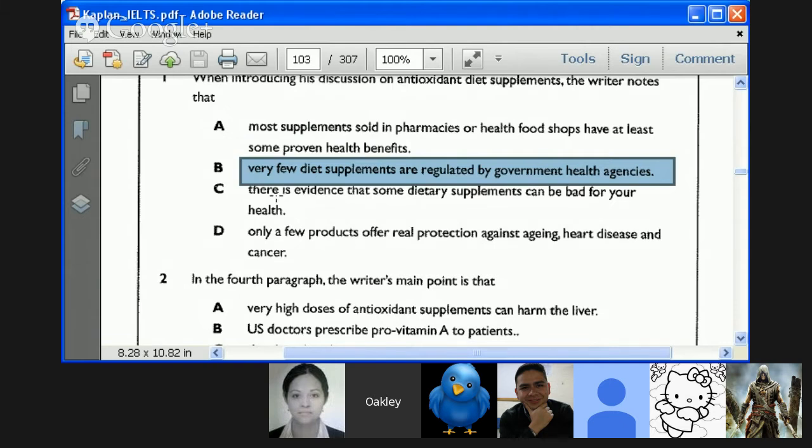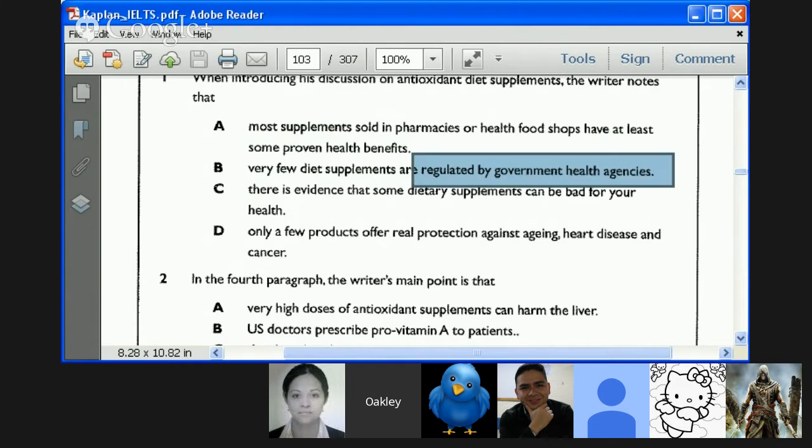Lipe, does the first paragraph say anything about regulation by government agencies? Sorry? Does the first paragraph say anything about regulation by government health agencies? I don't think so. To remember, but I think that's not, they definitely don't speak. There's nothing whatsoever, not the tiniest idea of government health agencies. This cannot be right.